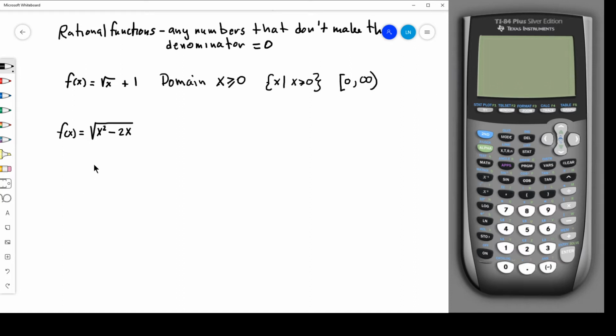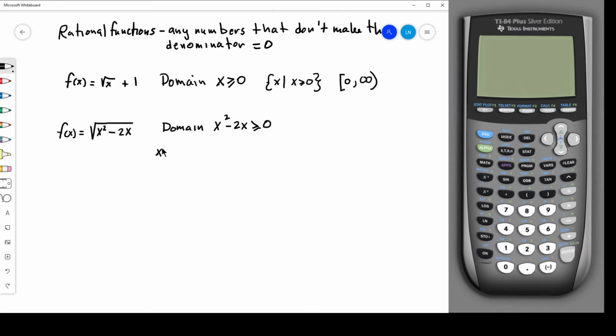So again, the domain, whatever's under the square root sign, has to be greater than or equal to 0. X squared minus 2x has to be greater than or equal to 0. Now, unlike this problem up here, we have an issue because this is not simple. Now, we talked about these kinds of inequalities, I think, last week. So I need to solve this inequality, which means I need to remove the inequality for a minute.